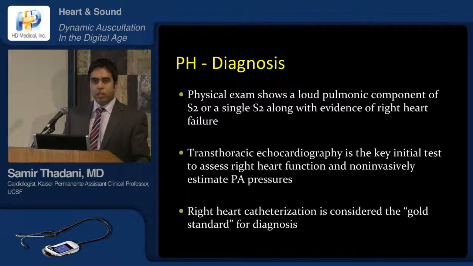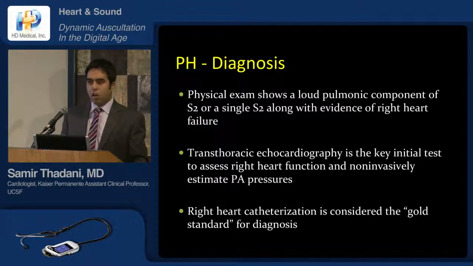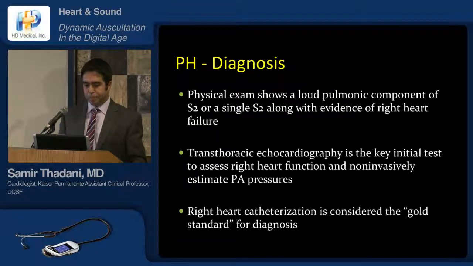And so the diagnosis of pulmonary hypertension can be made with physical exam, which can show a loud pulmonic component of S2 or a single S2, along with evidence of right heart failure by physical exam. Transthoracic echocardiography is certainly the key initial test to assess right heart function and non-invasively determine PA pressures. And then finally, right heart catheterization is still considered the gold standard to actually make the diagnosis of pulmonary hypertension.